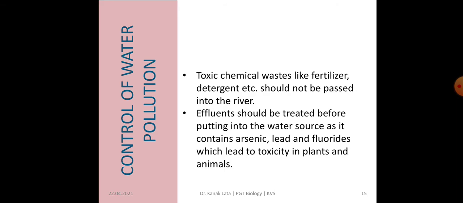Toxic chemicals like fertilizer, detergent, etc. should not be passed into the river. Effluents coming from industry should be treated first before putting them into the water source, as these effluents contain heavy metals like arsenic, lead and fluorides, which lead to toxicity in plants as well as in animals and cause diseases.